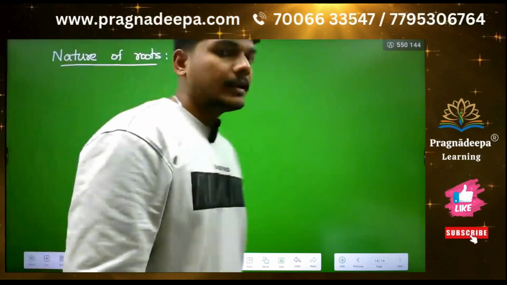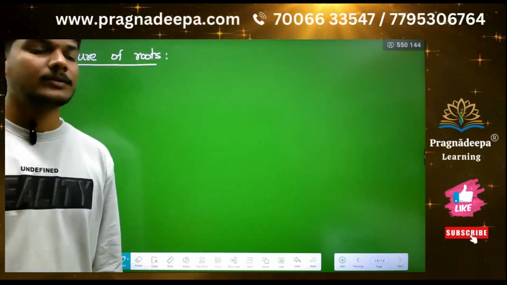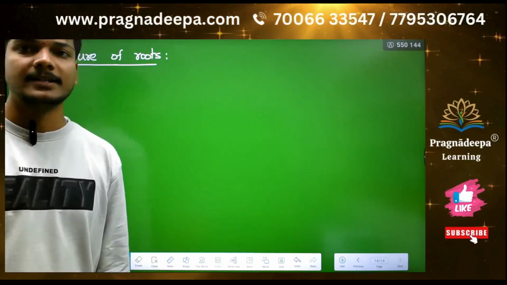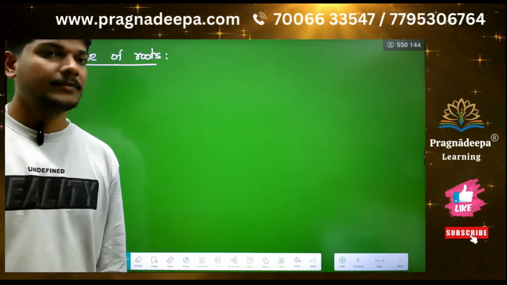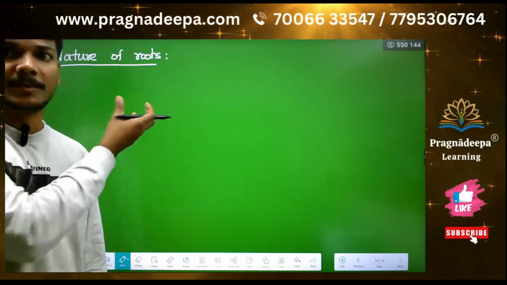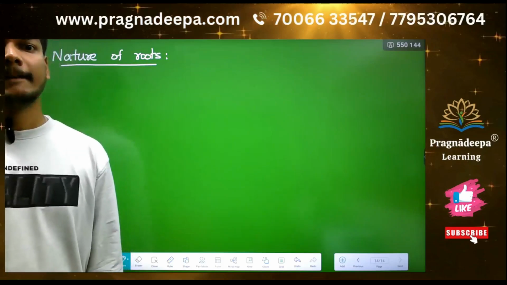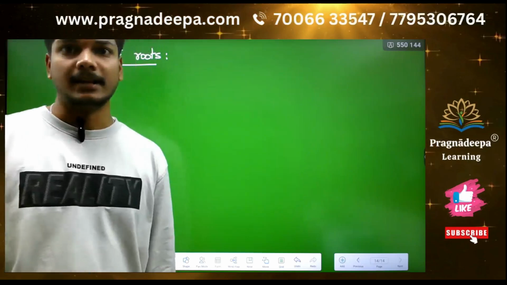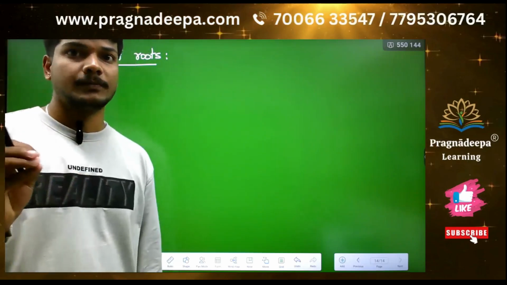So last year, you were doing factorization using the splitting the middle term method or the factor theorem, right? If it is a quadratic equation, I am talking about, either the splitting the middle term method or by using the factor theorem. But now you have a formula to find the roots, right?